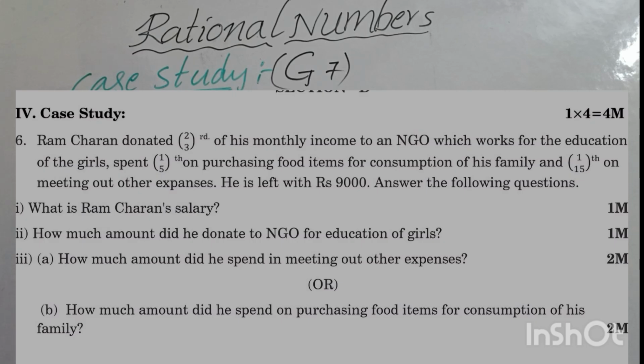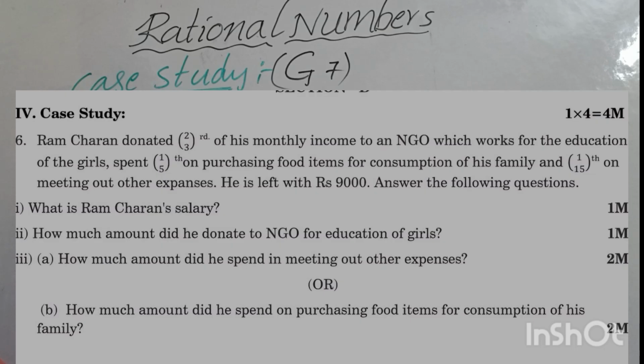Ramcharan donated two-thirds of his monthly income to an NGO which works for the education of girls. He spent one-fifth on purchasing food items for consumption of his family and 1/15th on meeting other expenses. He is left with 9,000 rupees.